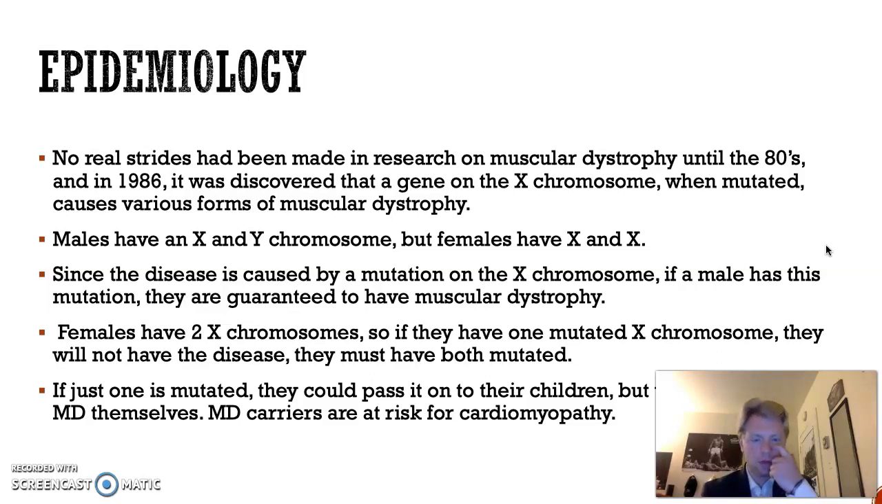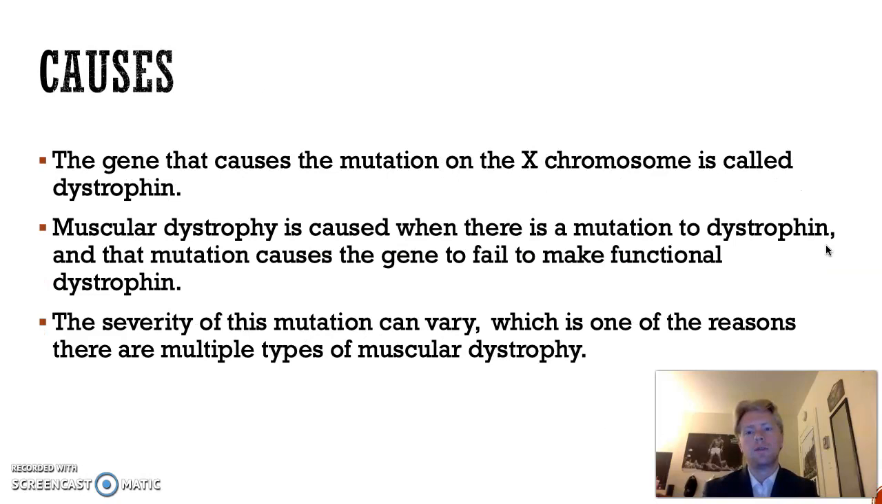What it means, if they're a carrier, is they can pass it on to their children, but they won't actually have the disease themselves, and they won't have the symptoms. The only thing they might have is that they're at risk of cardiomyopathy from it. So that was more of the genetics on it, and then some causes.